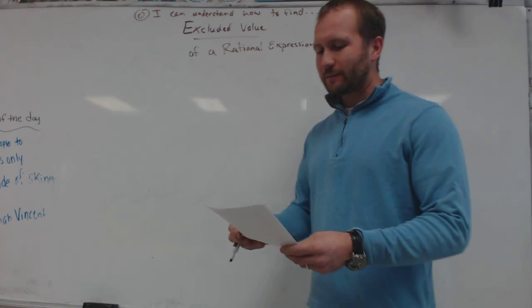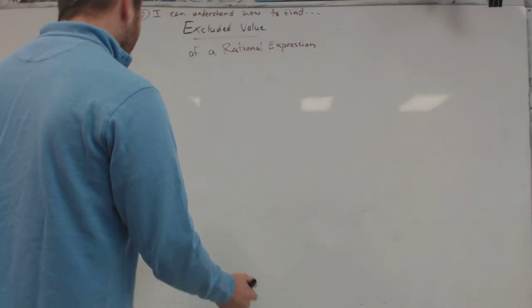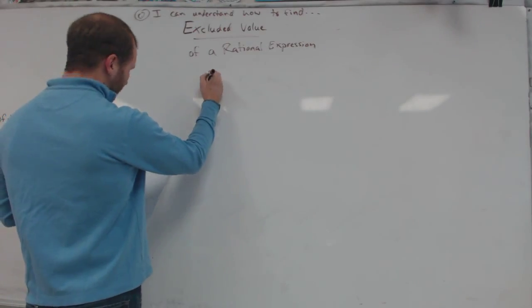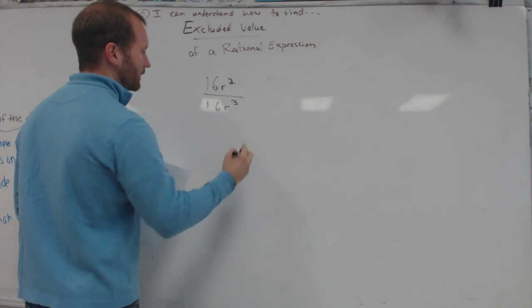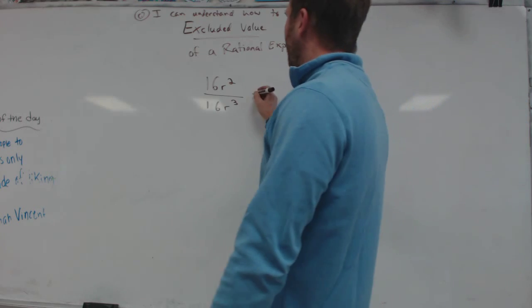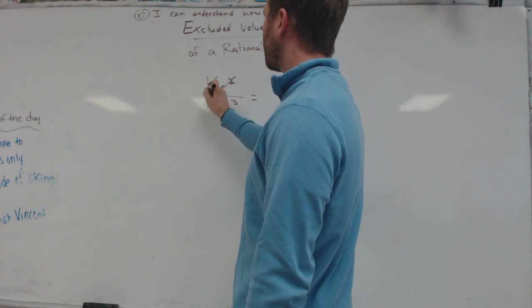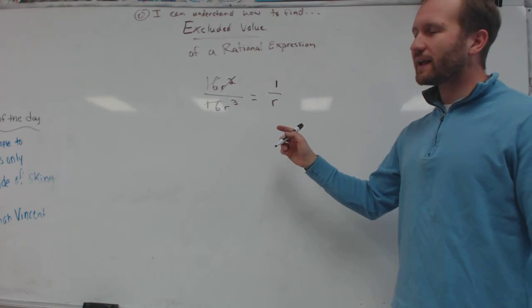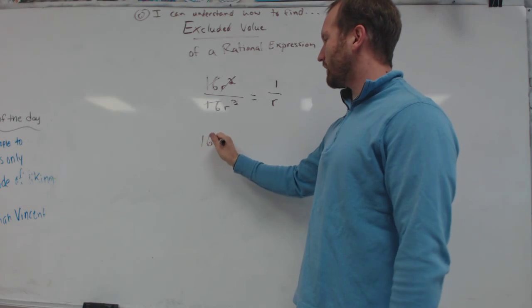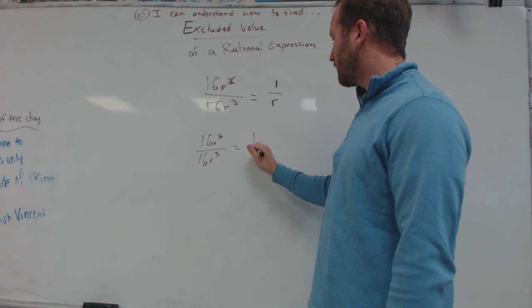Okay. Alright. So, I lied to you yesterday. I'm going to see if you guys can figure out why. We did problems like this: 16r squared. This is actually exactly a problem that you did on your homework. And we simplified them by canceling off r squared, canceling off 16. So in this case, we would end up with 1 over r. So what we're saying here is that 16r squared over 16r to the third is equal to 1 over r.